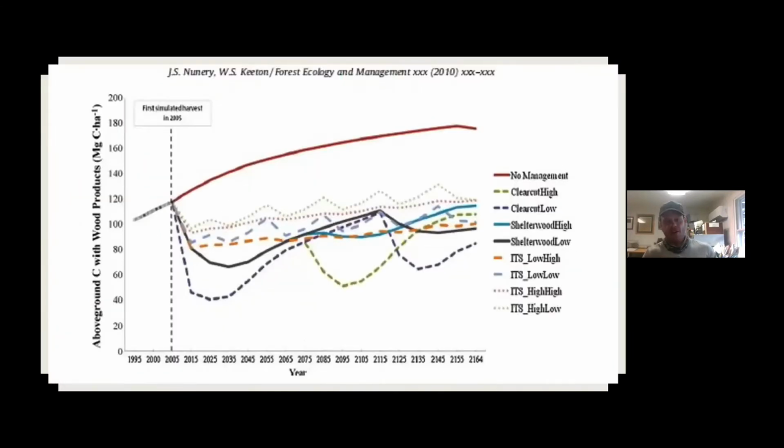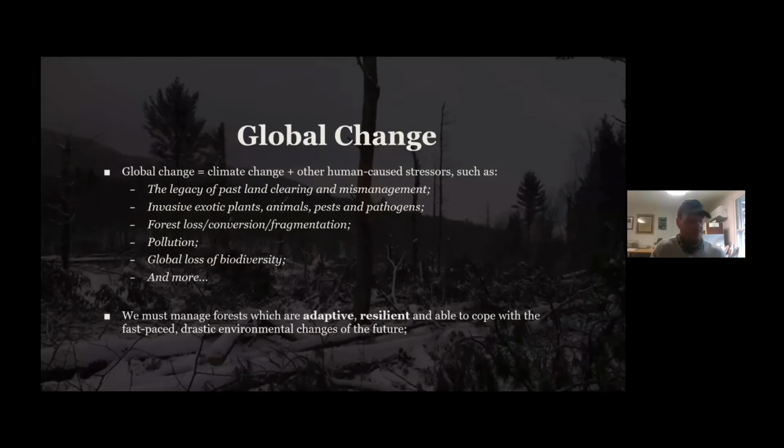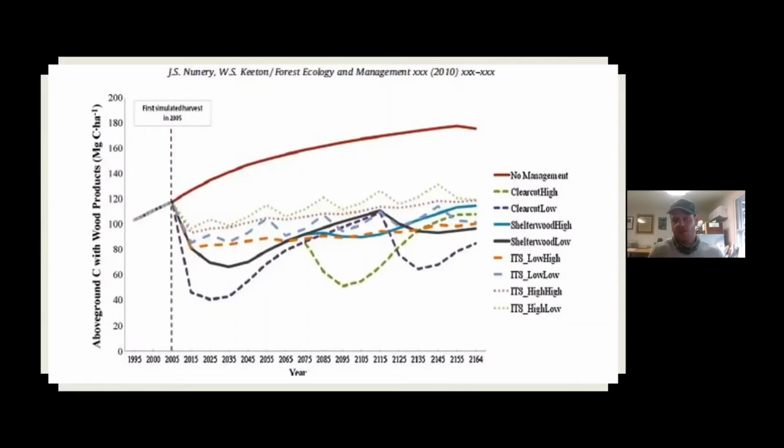So this is a graphic that is really, really important, and you're going to see it a lot. It's from a paper from 2009 by Jared Nunnery and Bill Keaton. And what this illustrates is the amount of above ground carbon sequestered by forests based on different types of treatments.